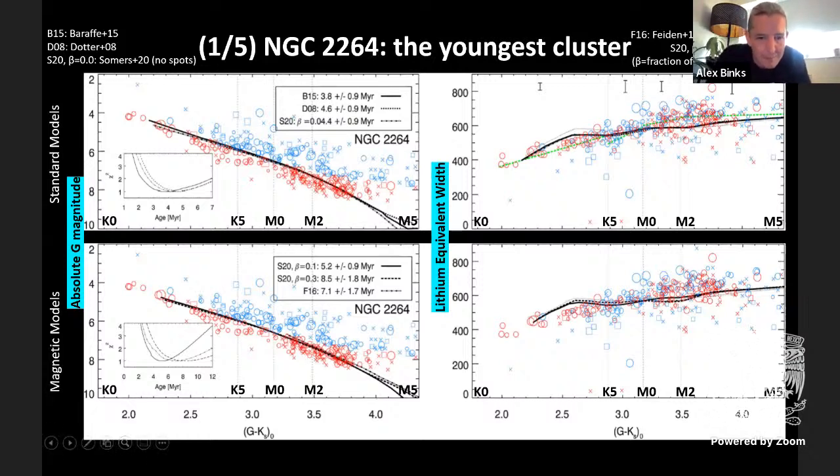Perhaps we can't get much from these plots because this cluster is so young. You can do a fit to the color magnitude diagram, and we can discuss how well they fit, but there's hardly any lithium depletion in the young stars. This is simply because the cores of these stars haven't got hot enough yet to ignite lithium. So what you're seeing is a scatter around the initial supply.